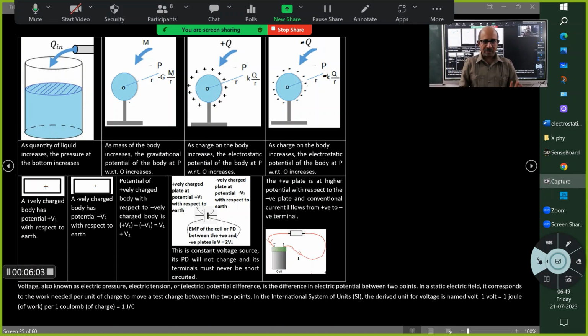So now I have an object. What is there in the object? Nothing. Now in this object there is mass also, there is charge also. What did I say?